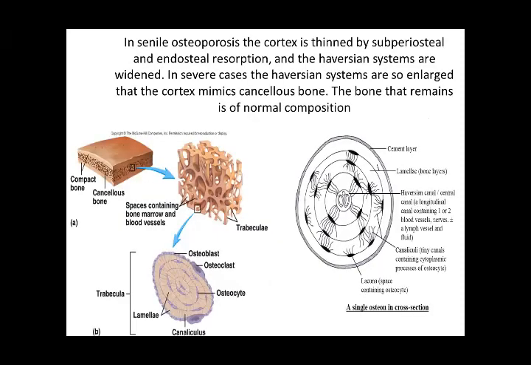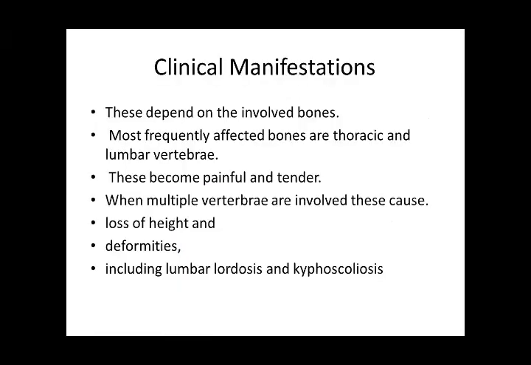In senile osteoporosis, the cortex is thinned by subperiosteal and endosteal resorption, and the Haversian system is widened. In severe cases, Haversian systems are so enlarged that the cortex mimics cancellous bone. The bone that remains is of normal composition. Clinical manifestations depend on which bones are involved. That means where the pain begins, or which area of the bone is affected earlier than the other bones, such as the spine getting affected before the rest of the bones.